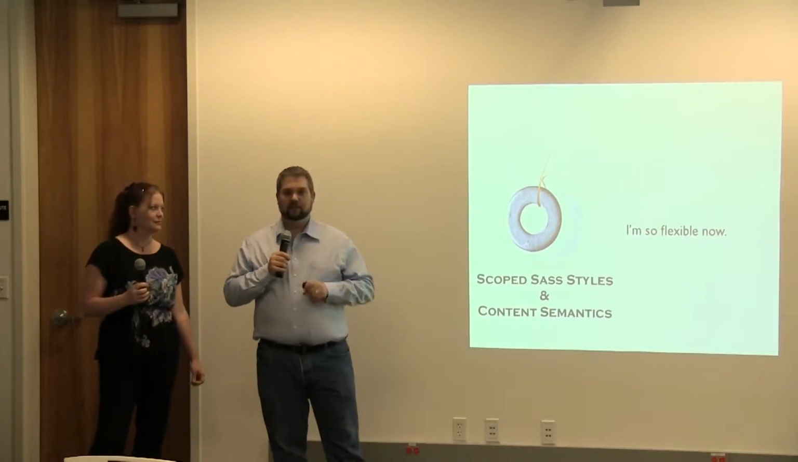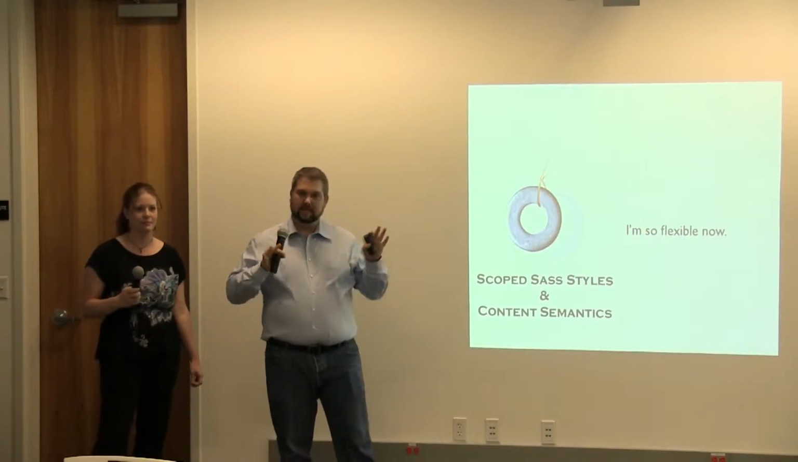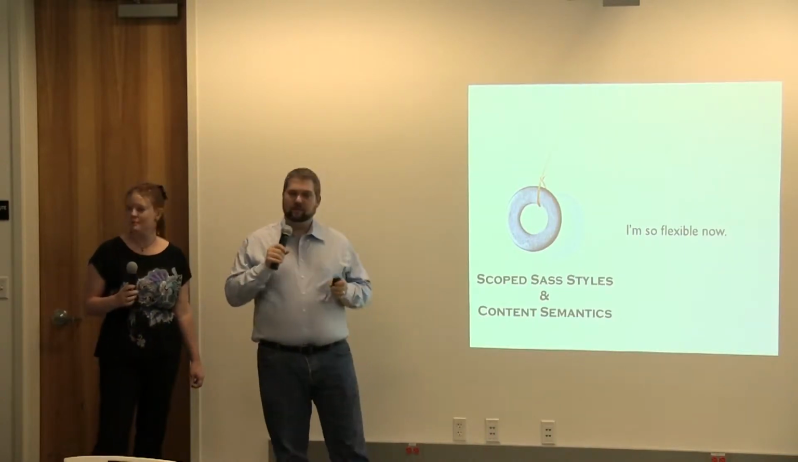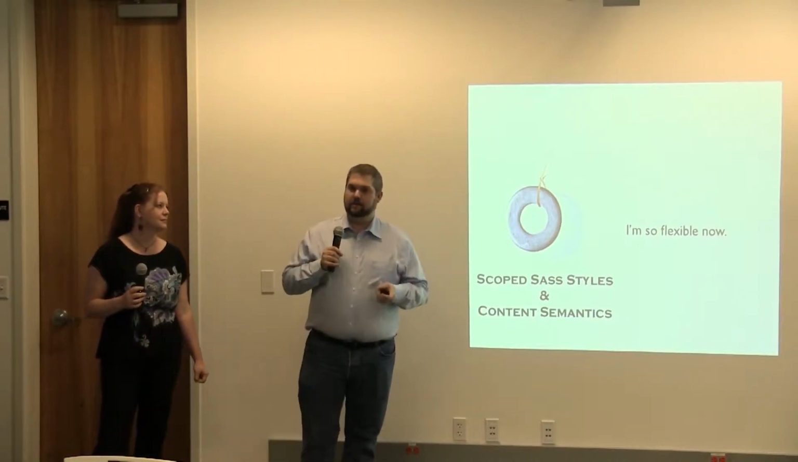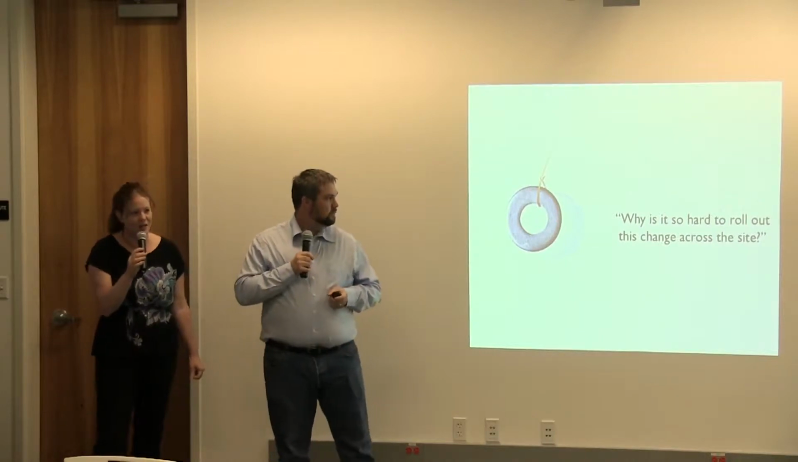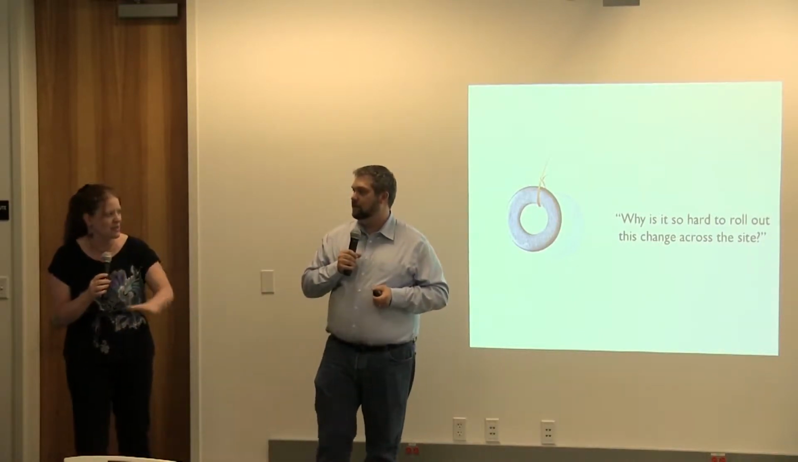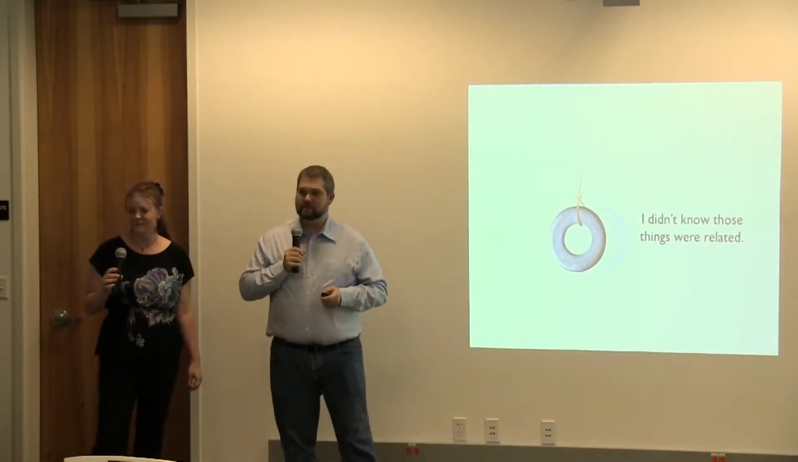Screw it. Let's just go scope styles, content semantics. We'll write a bunch of Sass. Sass makes this really easy. And I was so flexible now. Anything that they wanted built, I could crank it out in no time flat. We were pretty happy about that. But why is it so hard to make this one change that goes across the entire site? I didn't know those things were related. Well, of course they are.